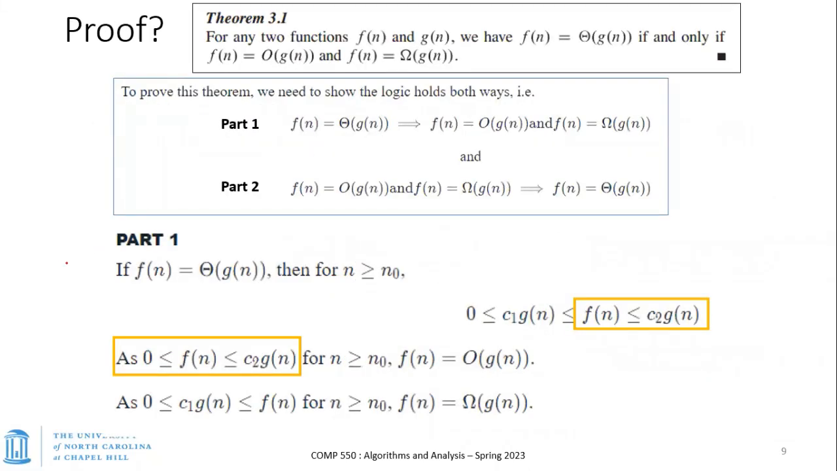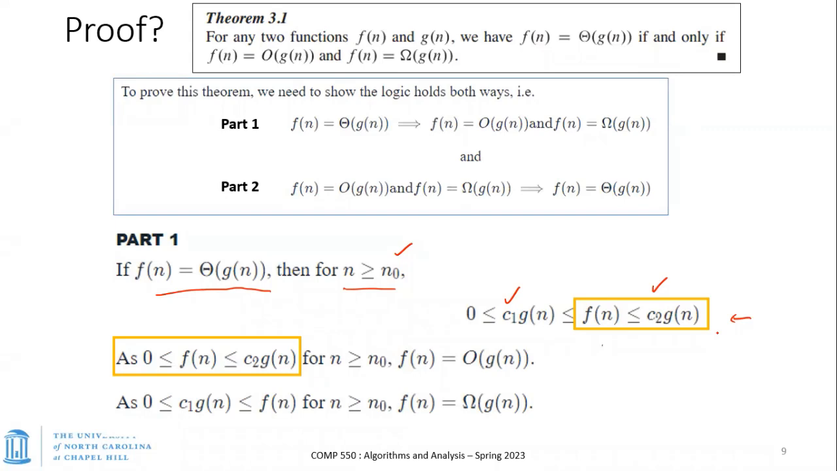In the first part, we'll say, if f is theta of g of n, then we already know from the formal definition of theta that there exists some n naught, and there exist some C1 and C2, such that this particular condition is satisfied for f and g.